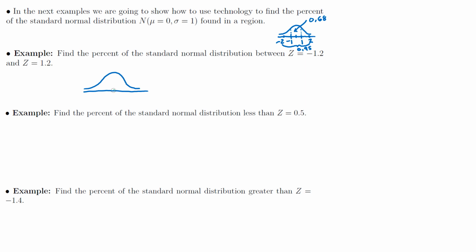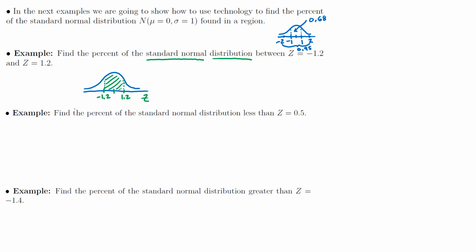In this first example, it's asking what if I'm going between -1.2 and 1.2 on the standard normal curve? Remember, this language of the standard normal curve or the standard normal distribution is just saying it's the normal curve where along the horizontal axis we're talking about the z-scores. So they want to know, what percent of the curve does this represent?